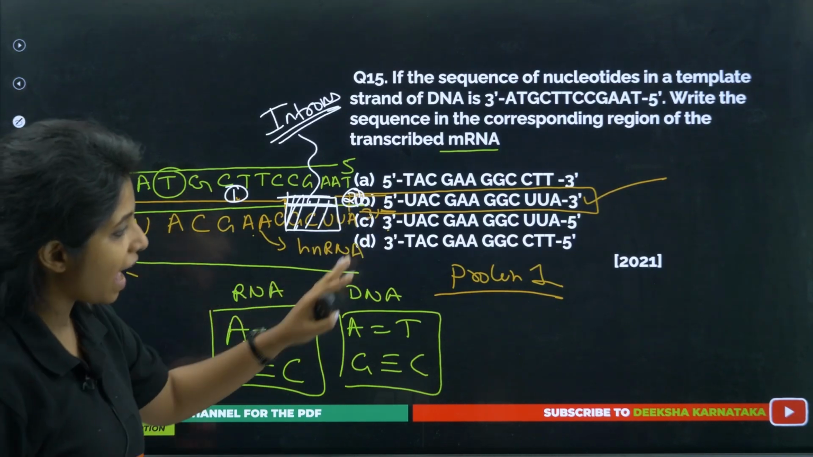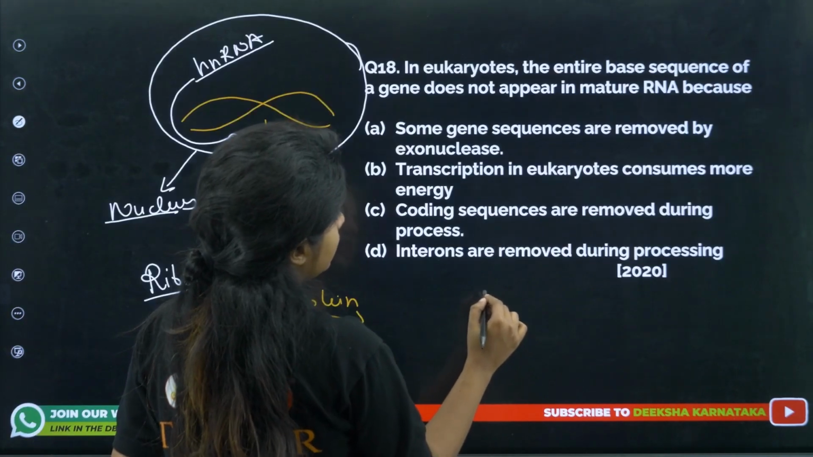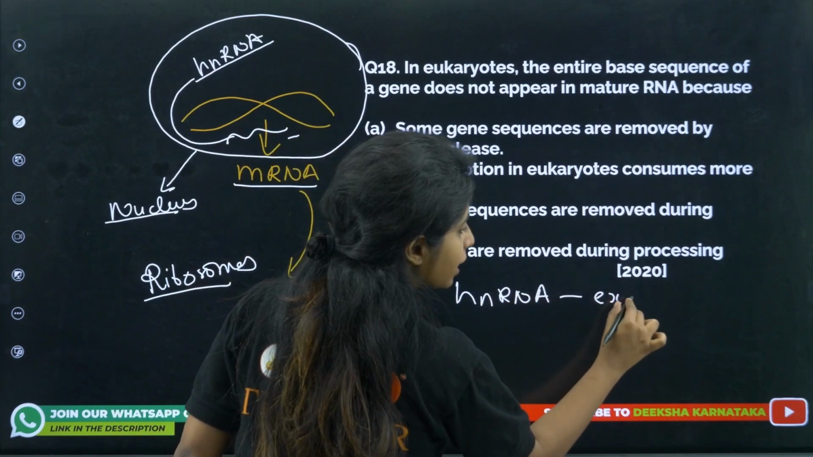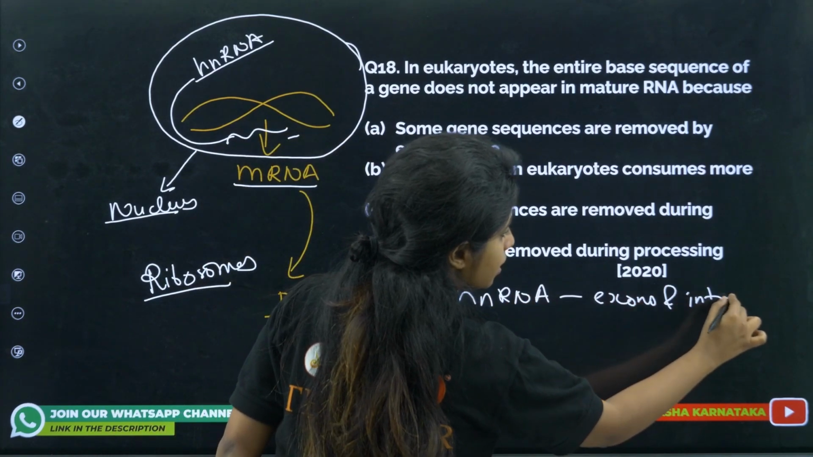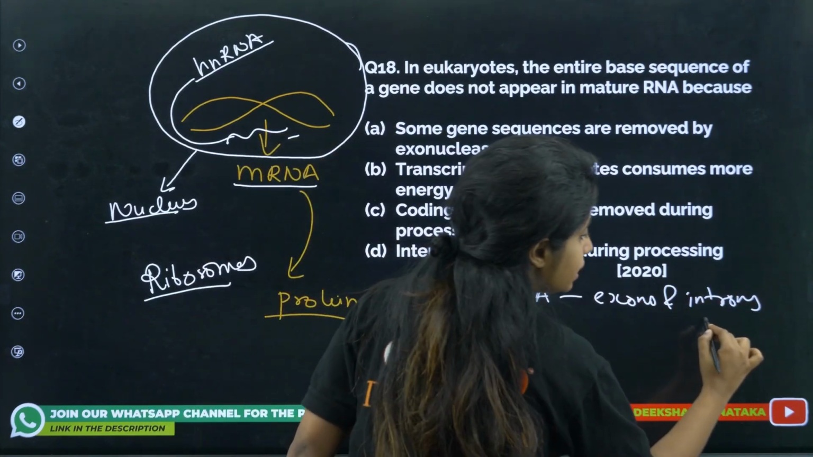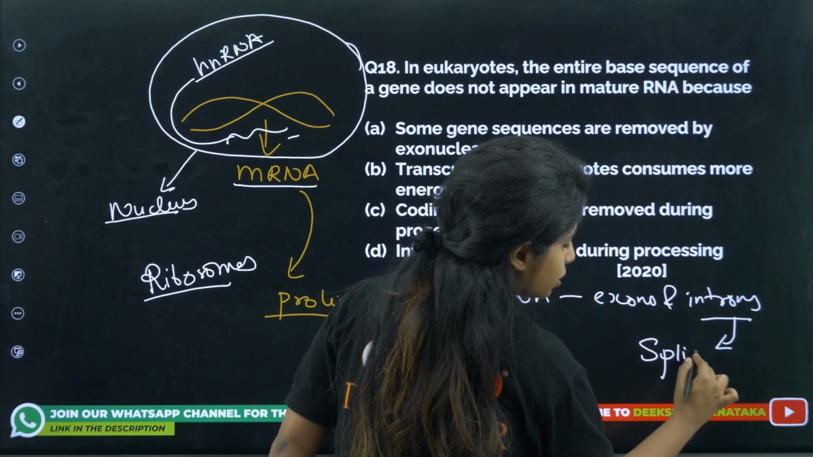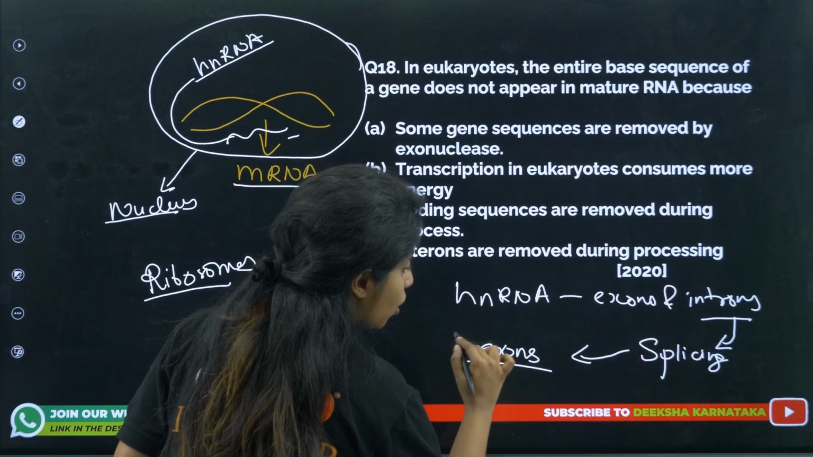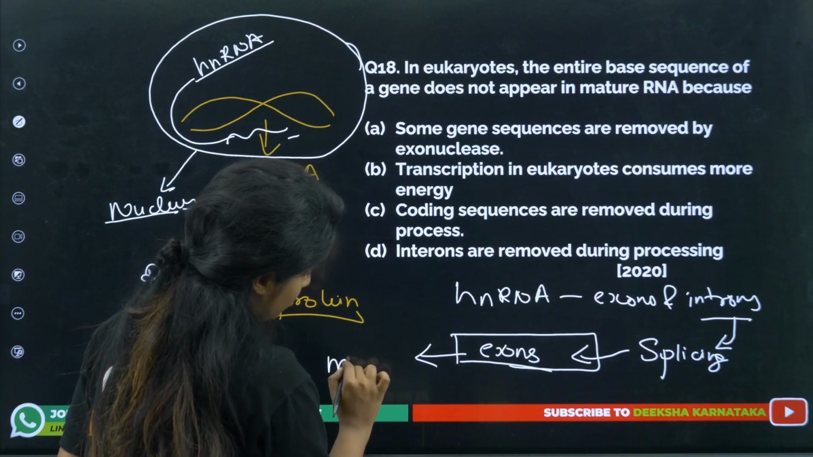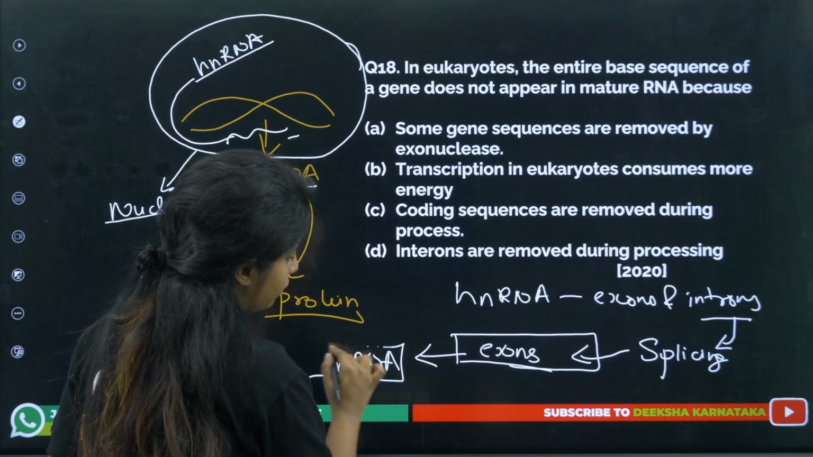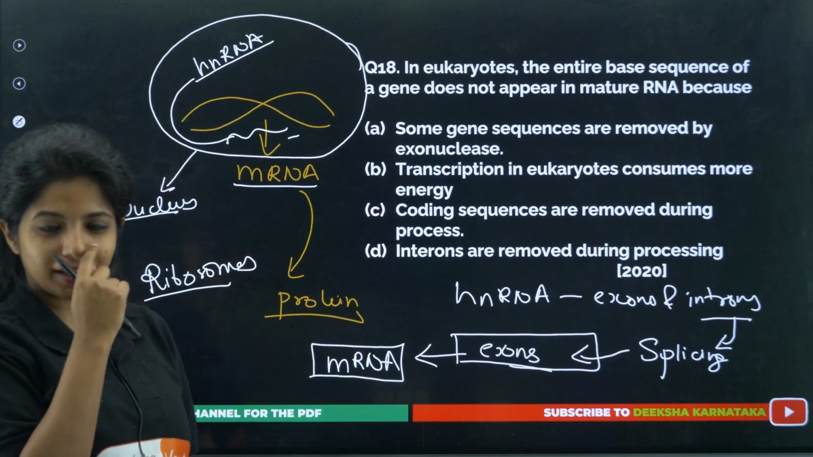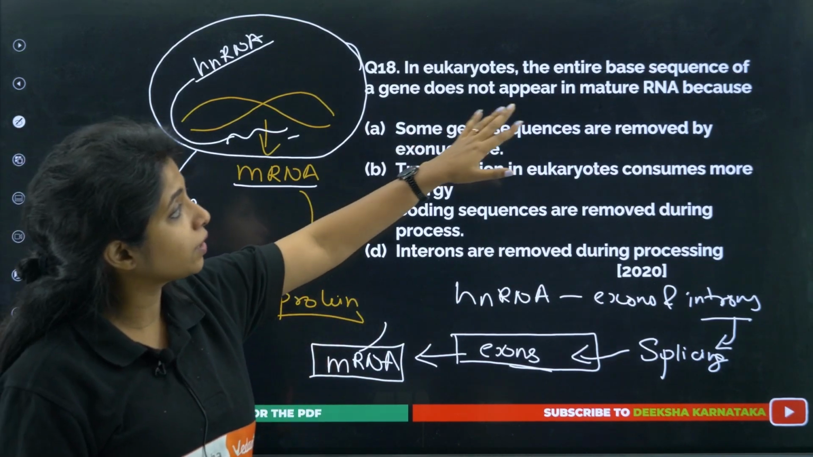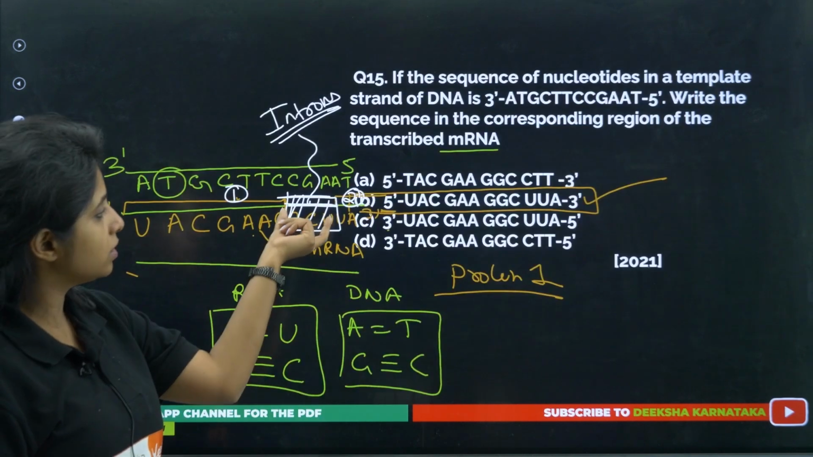Initially I have hnRNA, which has both the exons and introns. Later I cut the introns off. This process is known as splicing, and now I just have exons, the coding ones, and I call the sequence of exons mRNA, that is messenger RNA, which is the mature form of RNA. This is the mature form that we want. So in eukaryotes, the entire base sequence of a gene does not appear in the mature RNA. The entire sequence is not coming, this sequence is lost.